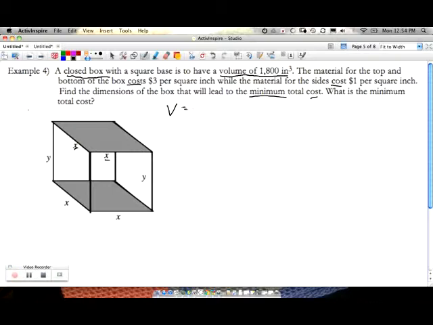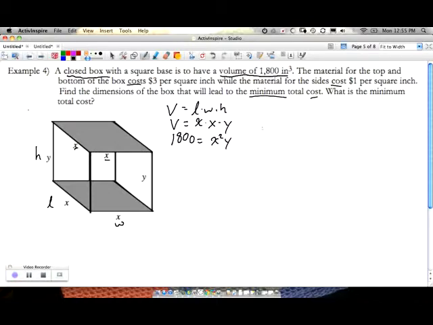Well, the volume of a rectangular prism like this one is just length times width times height. And we got length, width, and height. So that's going to be x times x times the height, which is y. So that's our volume. And I also know what the volume is going to be. It's 1800. So 1800 equals x squared y.